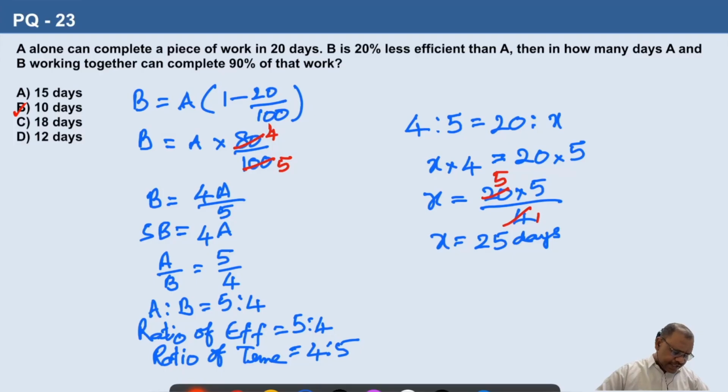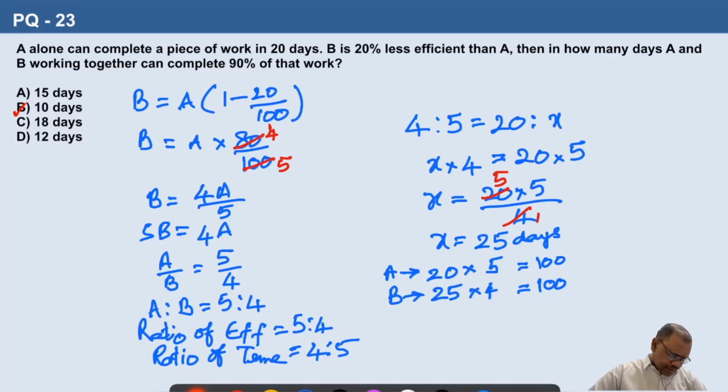So here A can do the total work in 20 days, B in 25 days. The total work is LCM of 20 and 25, 100. 100 is the total work, and 5 is the efficiency of A, and 4 is the efficiency of B. So what is the total efficiency? Total efficiency is 9 units.